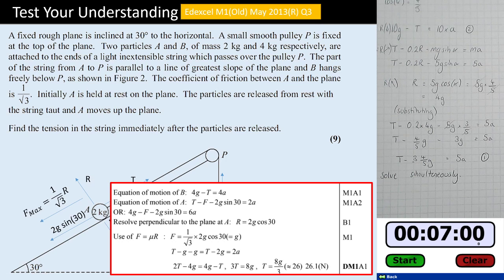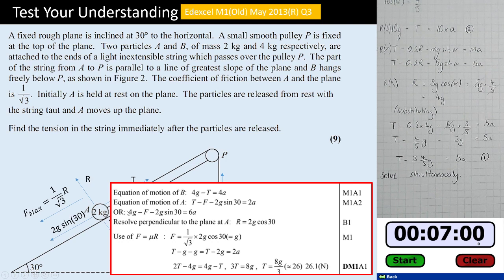Okay, so first thing is to establish an equation of motion for B. The weight take away the tension is equal to mass times acceleration. Not too bad. 2 marks apparently. Equation of motion for A: the tension, take away our frictional force, take away 2g sine 30 is equal to mass times acceleration. Okay, and a decent chunk of marks there as well.